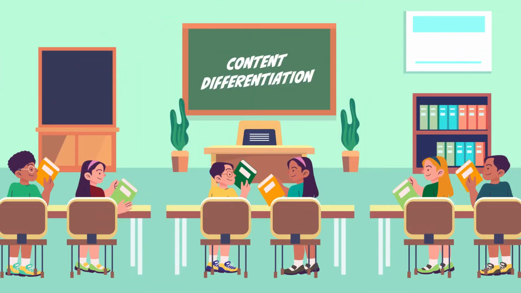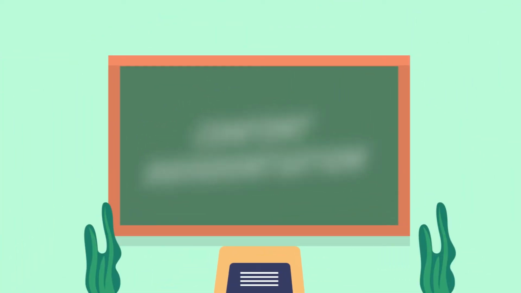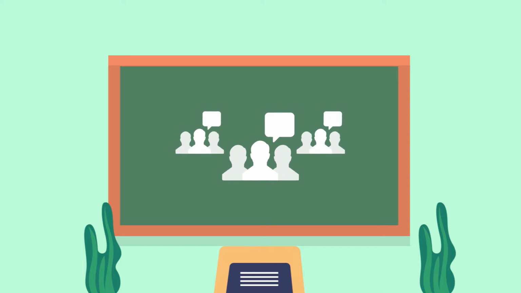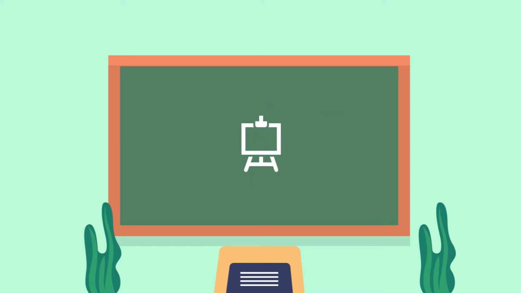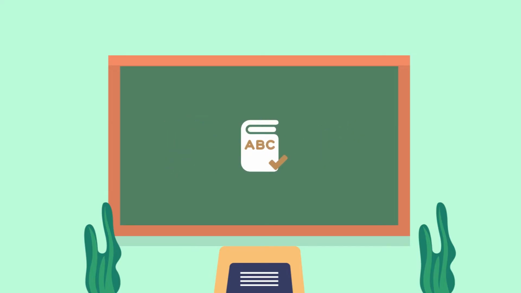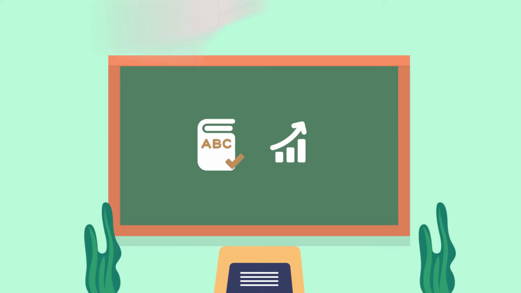Other examples of content differentiation include presenting ideas through both auditory and visual means, using reading buddies, meeting with small groups to reteach an idea or skill for struggling learners, or to extend the thinking or skills of advanced learners, using spelling or vocabulary lists at readiness levels of students.